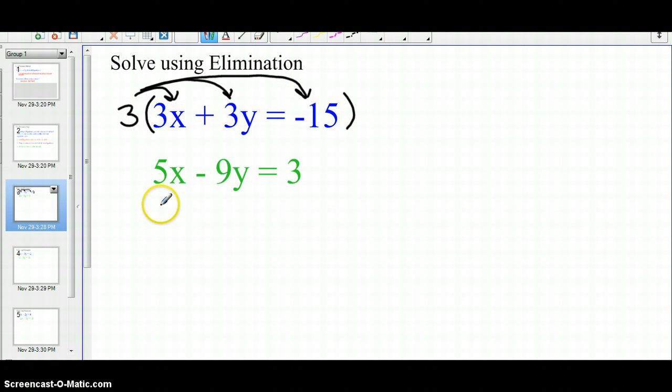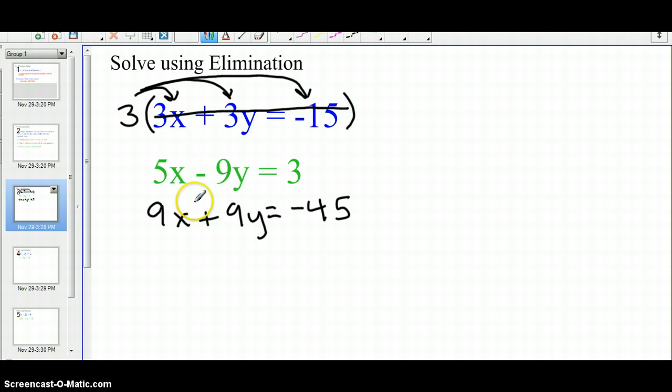3 times 3x is 9x. 3 times 3y is 9y. 3 times negative 15 is negative 45. From here, I'm done with using this equation. So now I'm going to focus on these two equations here. I'm canceling my y's out.